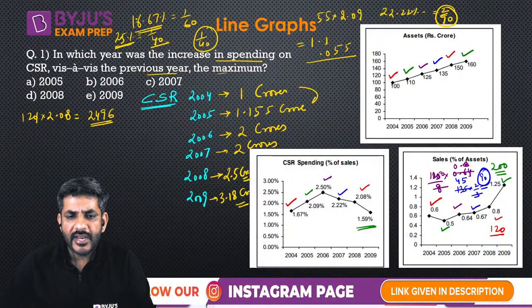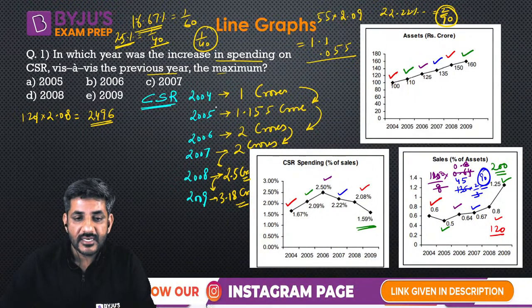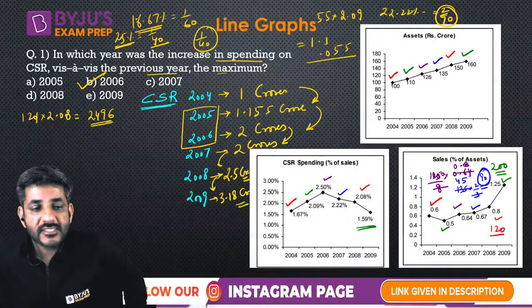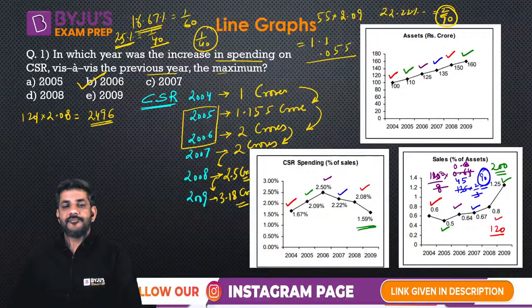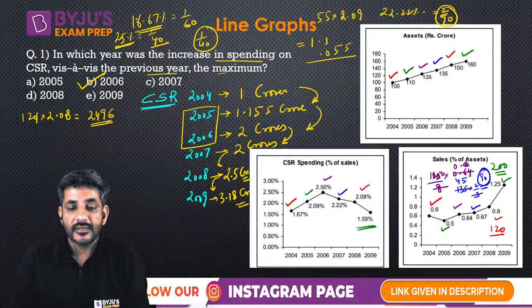Look at the increases: 0.15, then too much, close to 0.85, then 0.5 and 0.68. The highest increase is from 2005 to 2006. So I would answer 2006 showed the maximum possible increase.